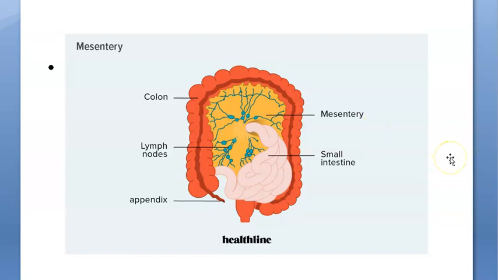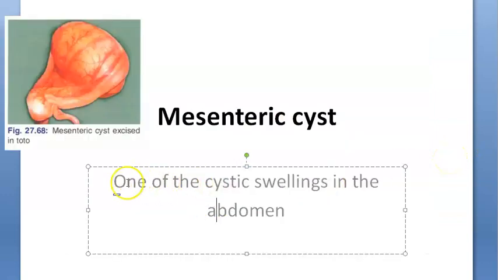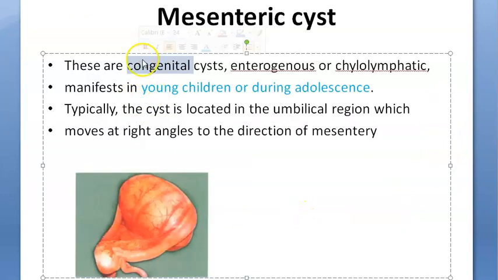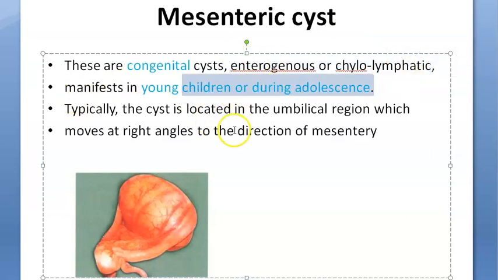So in this there will be a cyst. So how will this be? It will be a cystic swelling in the abdomen. It could be congenital. So you should understand that you will see it in young children and adolescents. There are two types which mainly they are talking about, enterogenous and chylolymphatic. Okay, there are two more types anyways, just remember it can be enterogenous or chylolymphatic. It will be there in young children and adolescents.